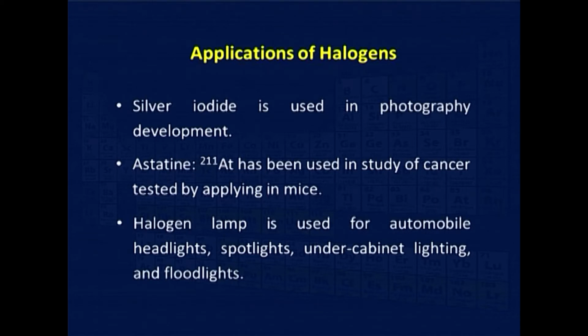The last element in this 17th group is astatine. The astatine-211 radioisotope has been used in the study of cancer, tested by applying it in mice. The halogen lamp is used for automobile headlights, spotlights, under cabinet lighting and floodlights.